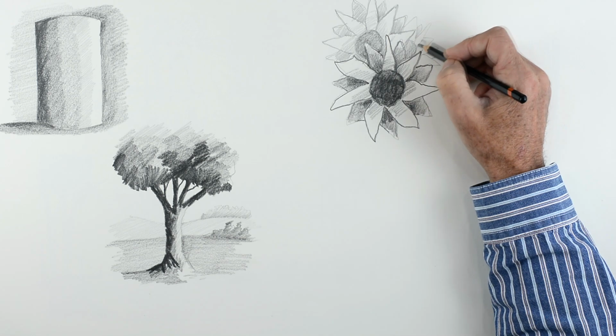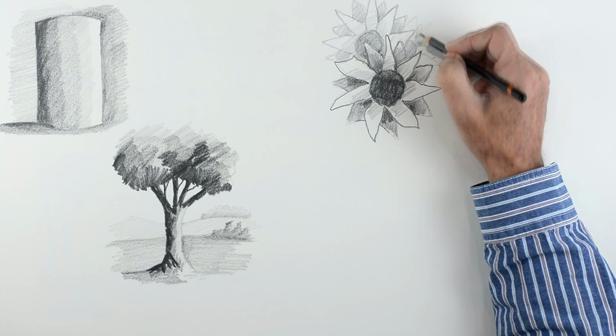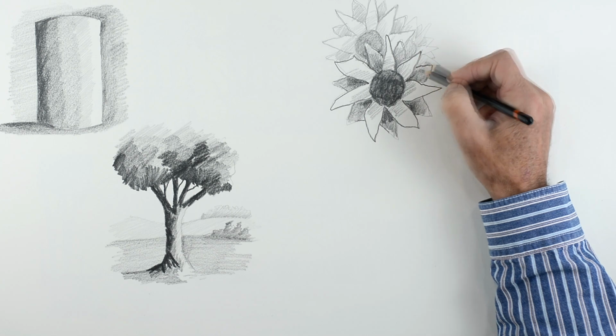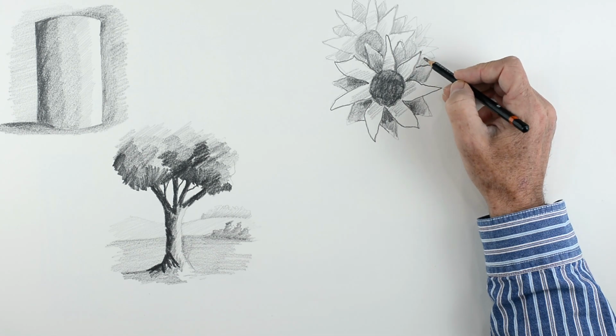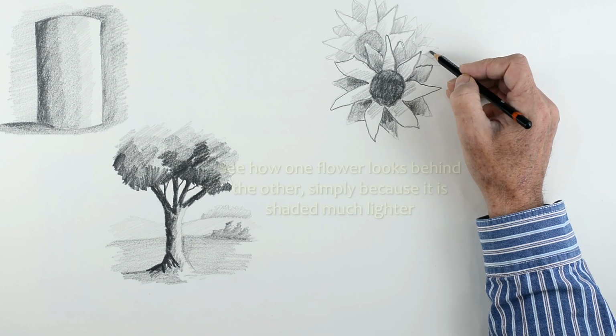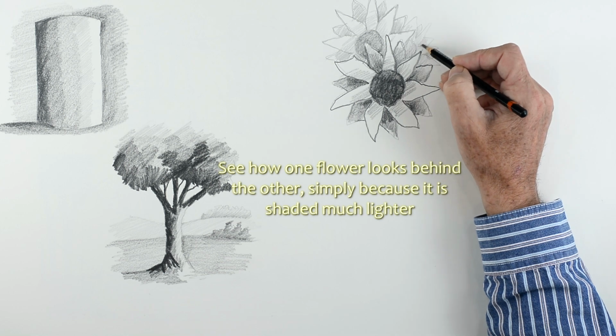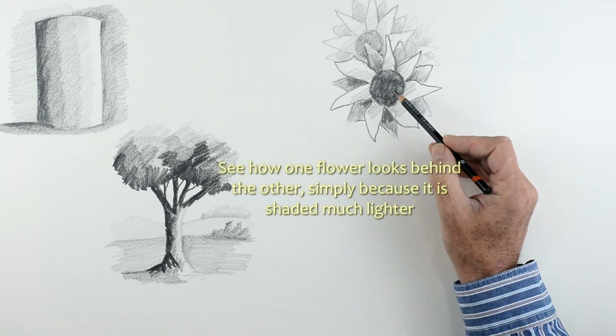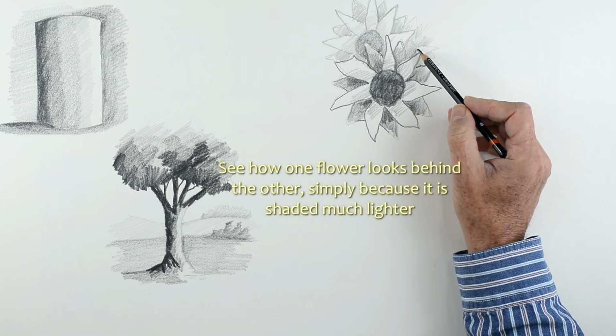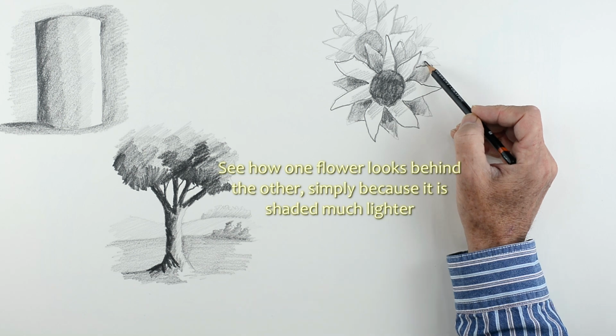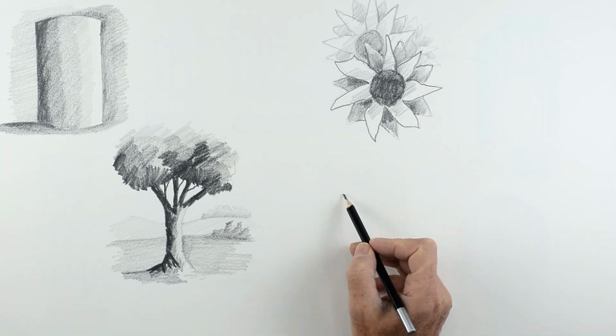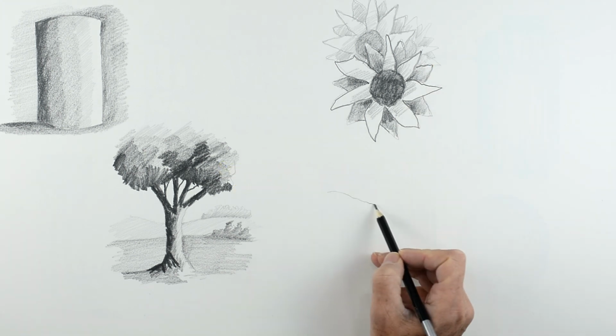The third flower is drawn even lighter in tone. You can see here, I'm just shading that in here. And that will also look much further away than the one at front. So you can create depth in your drawing between the background and the foreground, even though the depth may only be a few inches. Now we're going to take something slightly different.